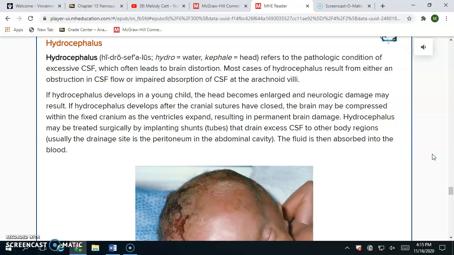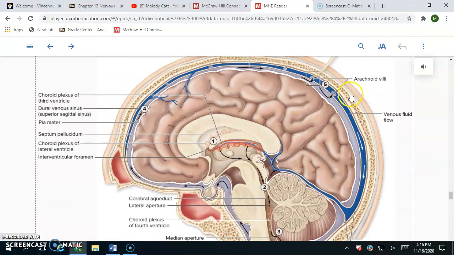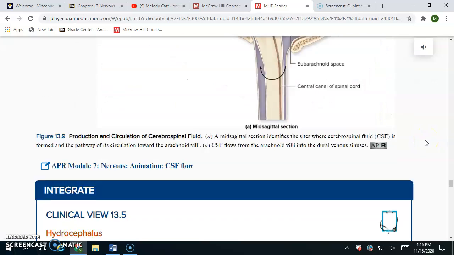And so this is a disorder or disease that is caused by excessive cerebrospinal fluid, like too much cerebrospinal fluid in those spaces. And remember, if we get too much cerebrospinal fluid in those spaces, it can push against the bone, but the bone's not going to move. So that fluid will put pressure on the brain and could cause brain inflammation and trauma.